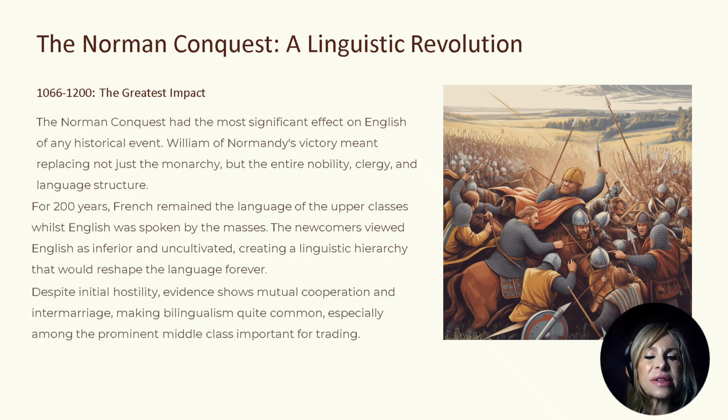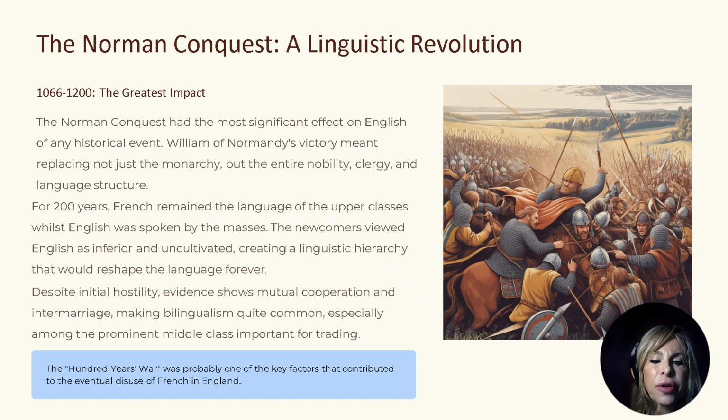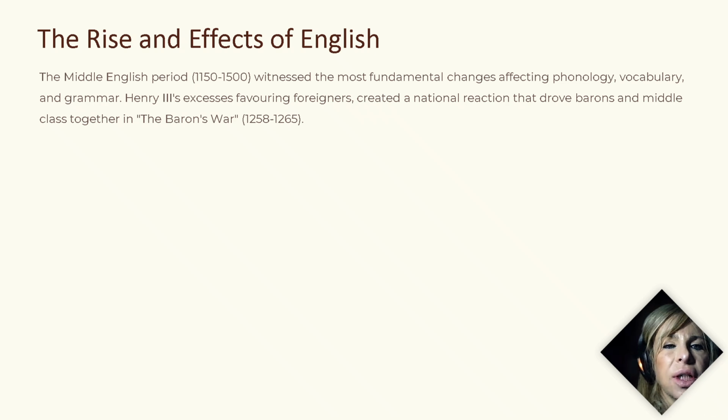Despite initial hostility, evidence shows mutual cooperation and intermarriage, making bilingualism quite common, especially among the prominent middle class, important for trading. The Hundred Years' War was probably one of the key factors that contributed to the eventual disuse of French in England. So the rise and effects of English in the Middle English period from 1150 to 1500 witnessed the most fundamental changes affecting phonology, vocabulary, and grammar.